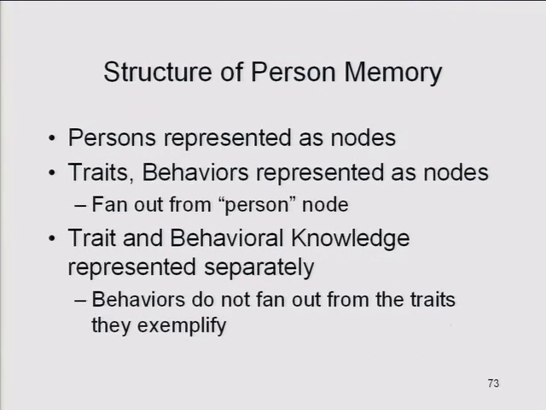Yes, as far as these associative network models are concerned, people are represented as nodes in the memory network. If you know somebody named Judy, especially if you know her well, you've got a Judy node in your memory network. And fanning out from that are all the things that you know about Judy. So trait information about the person and behavioral information about the person are all represented themselves as nodes that fan out from the person node.